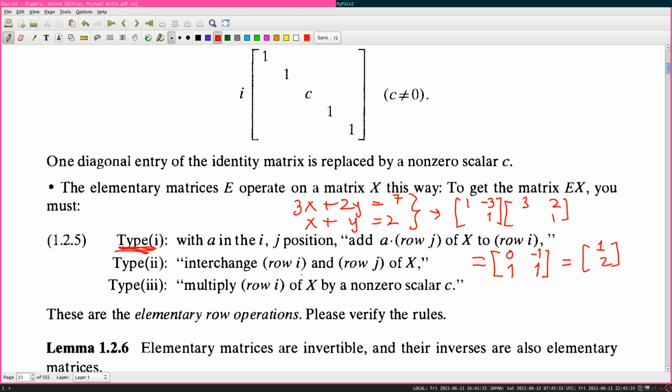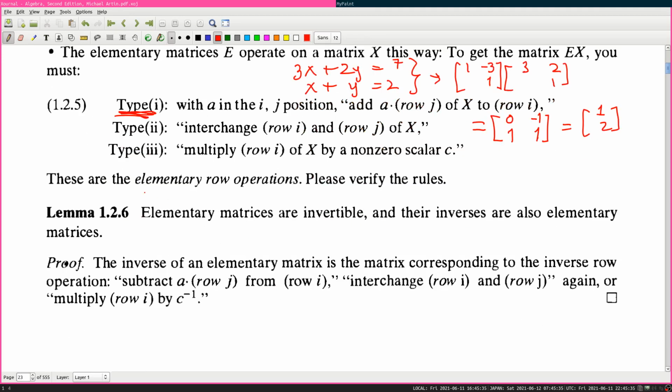Anyway, these are called the elementary row operations. The elementary matrices are invertible, and their inverses are also elementary matrices. By the way, a great way to prove that something is invertible is to find its inverse, and that's what he's doing. So the inverse of an elementary matrix is the matrix corresponding to the inverse row operation. So do the exact same, it's Control Z. That's what the inverse is, Control Z.